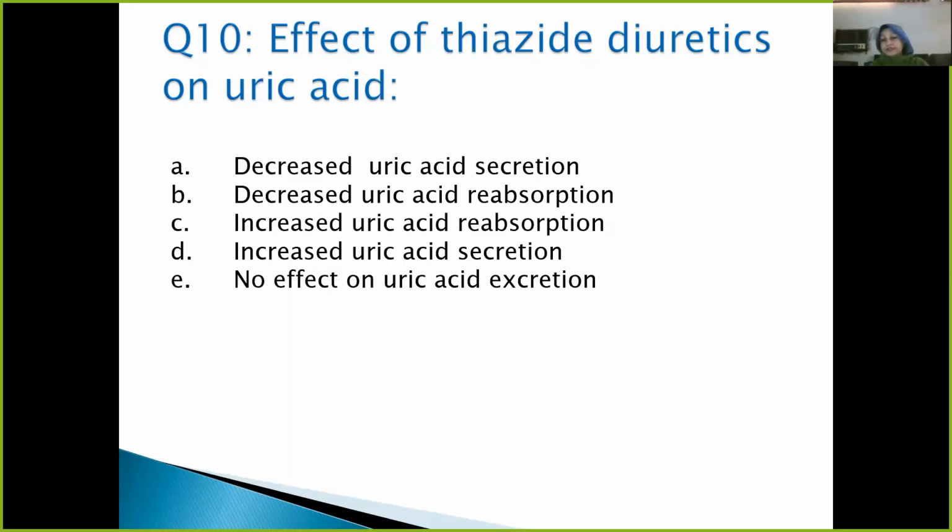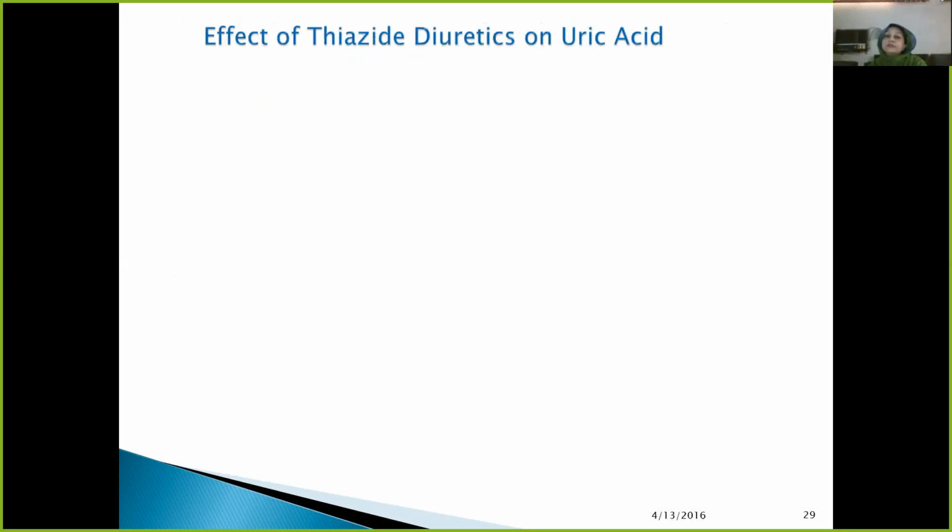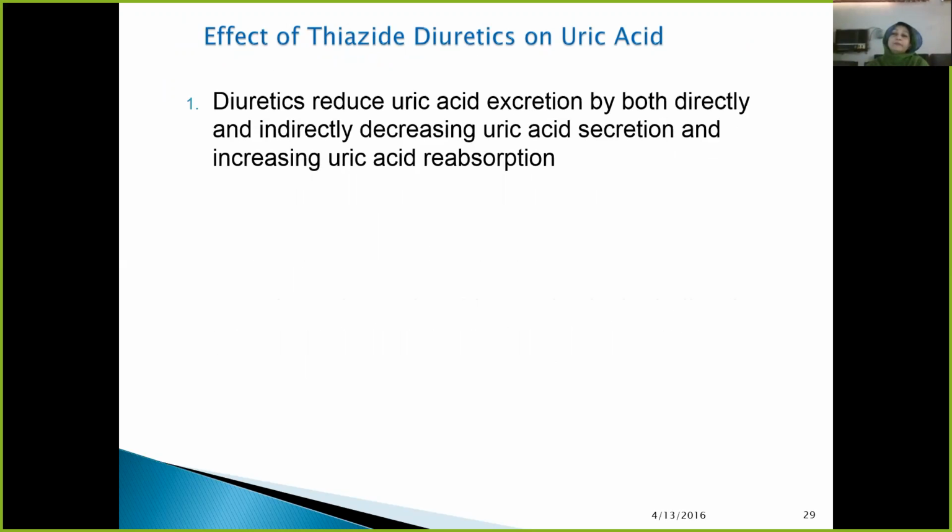Decreased uric acid excretion. Diuretics reduce uric acid excretion by both directly and indirectly decreasing uric acid excretion and increasing uric acid reabsorption.